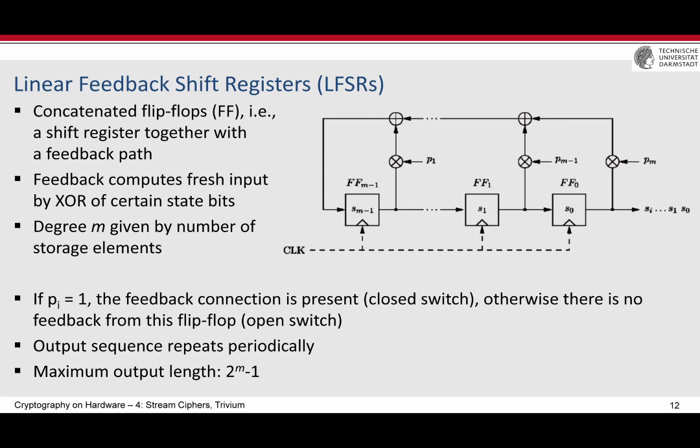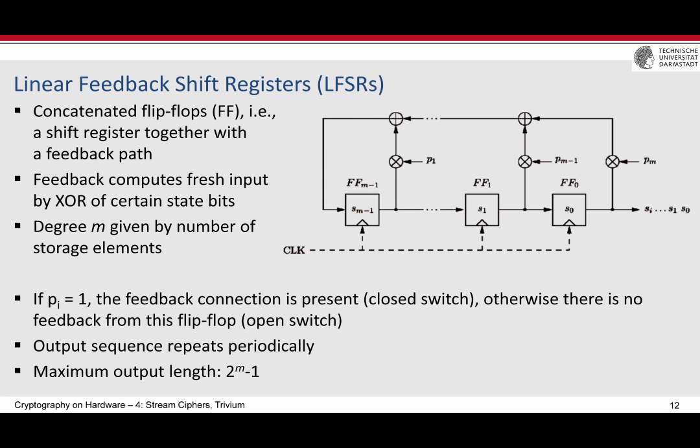The maximum output length of this PRNG, the LFSR, is a maximum period of 2 to the m minus 1. It means that after 2 to the m minus 1 output bits, exactly the same sequence starts to be generated again. Because of that, the period of LFSRs is limited.